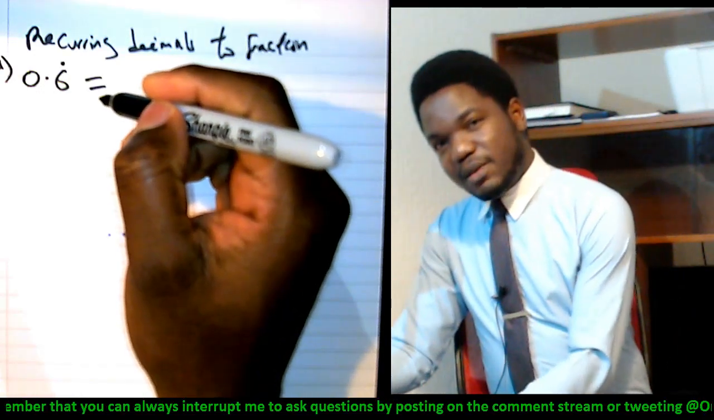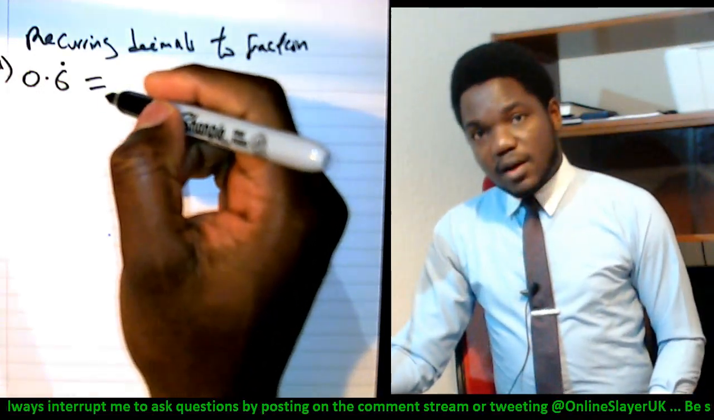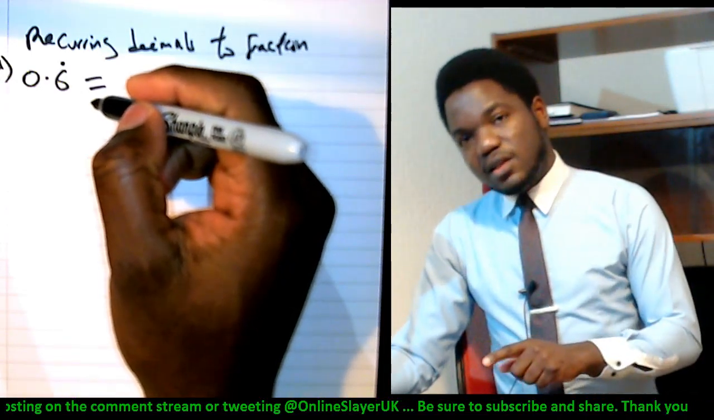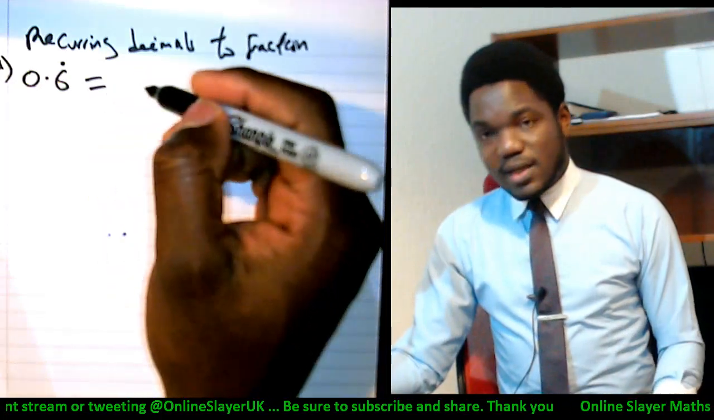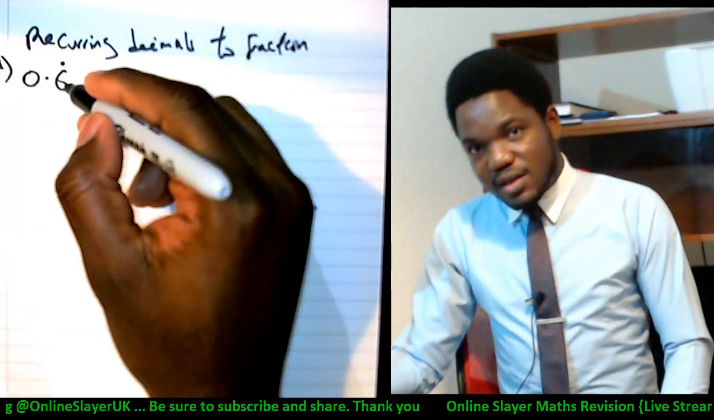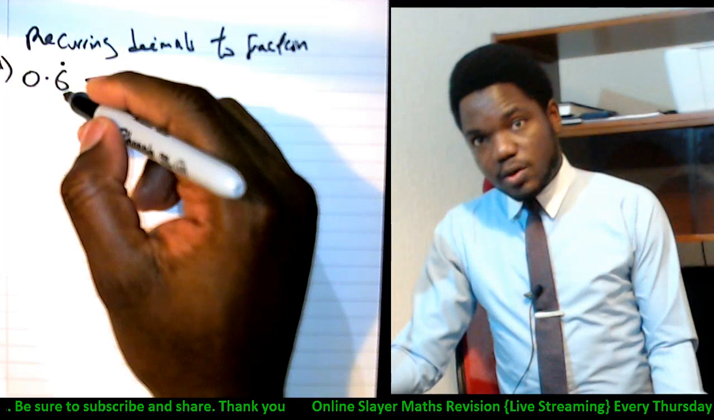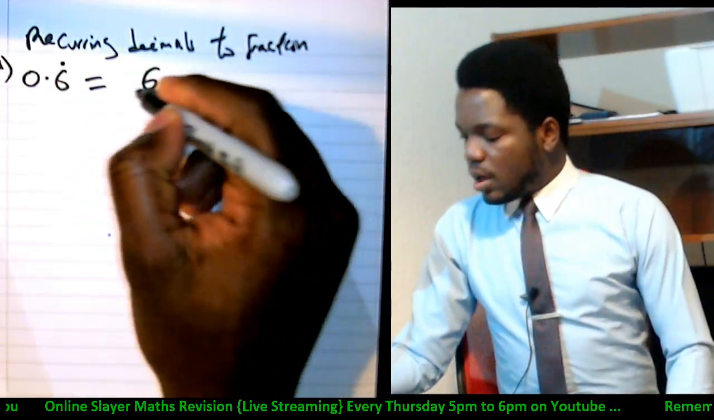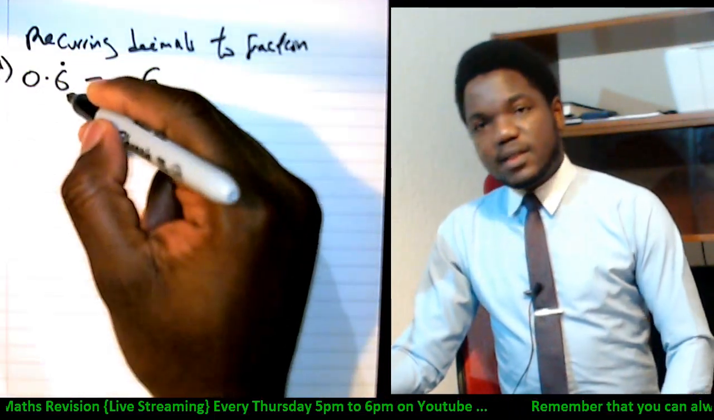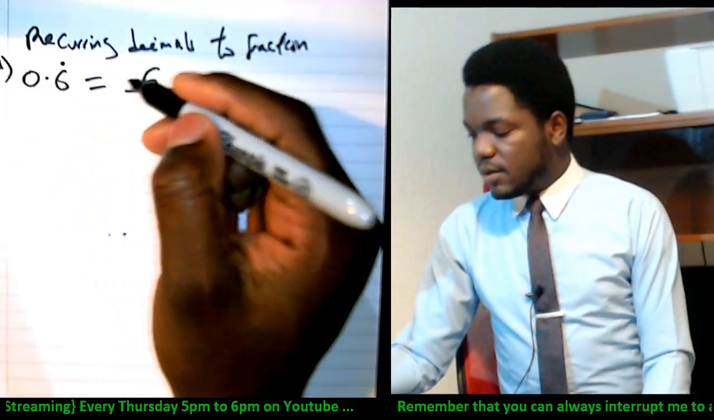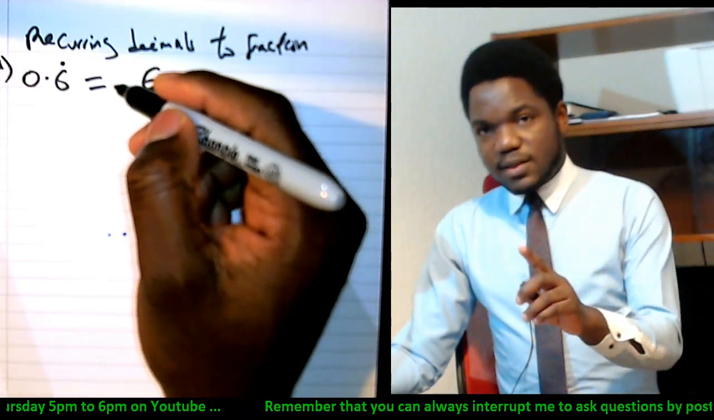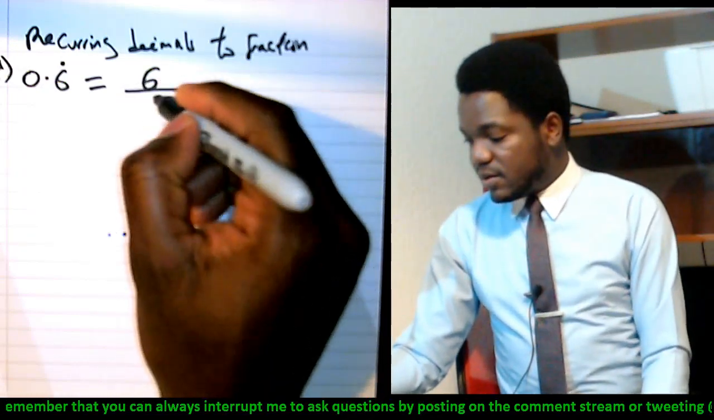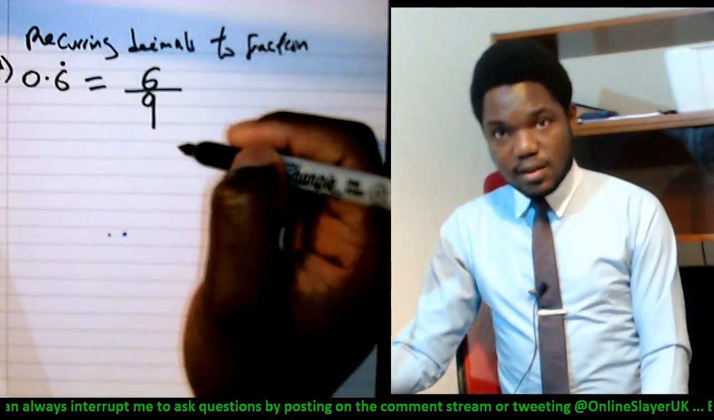Now, do you remember the way we did the first case? It's almost the same thing, except that instead of a 10, you'll be putting a 9. So how many numbers are repeating? Just one number is repeating, and that's 6. So it's going to be 6 divided by how many numbers are repeating? That's just one, so I'm just going to put a 9 there.